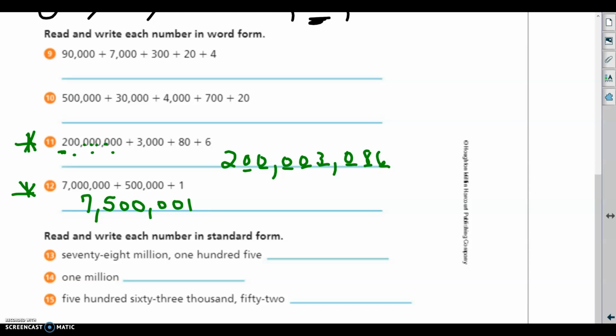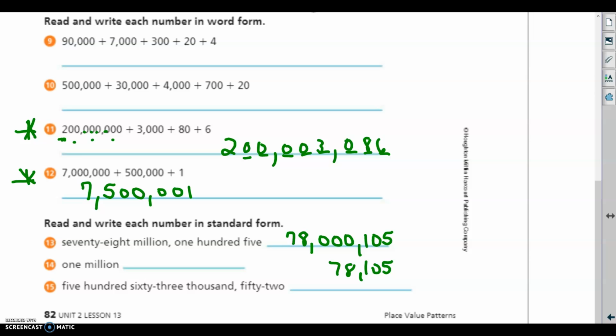All right. Last thing we've got here is to read and write each number in standard form. So now they gave us the word form. Oh, and up in these other ones, we were supposed to write the words down. I think if you can say it, that's probably fine. We're not going to take the time to write those out in words. Number 13, 78,105,000. Pause the recording, write that one in.